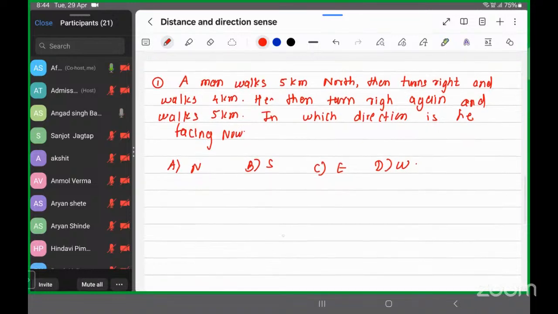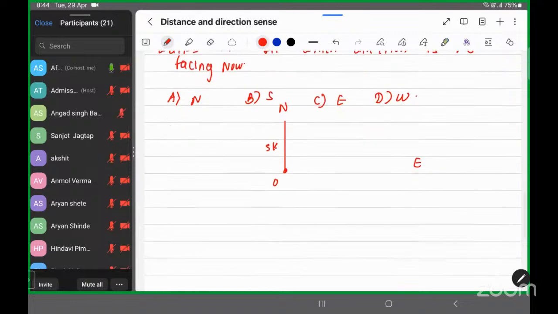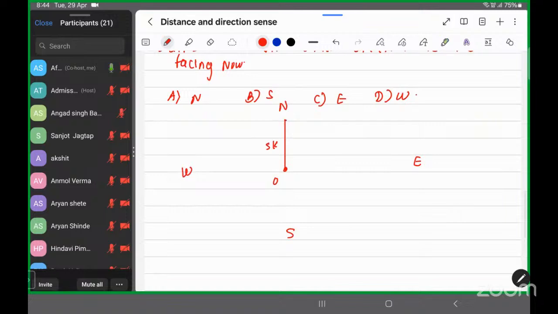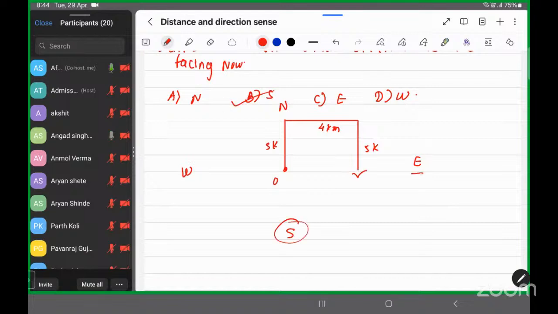See here. I start my journey from this point, say origin. I walk 5 kilometer towards north. Here north, east, west, and south. After that, I turn right and go for 4 kilometer. After that, again I turn right and go for 5 kilometer. Now my face is in this direction, so the direction is south. Are you getting it? Yes, sir.